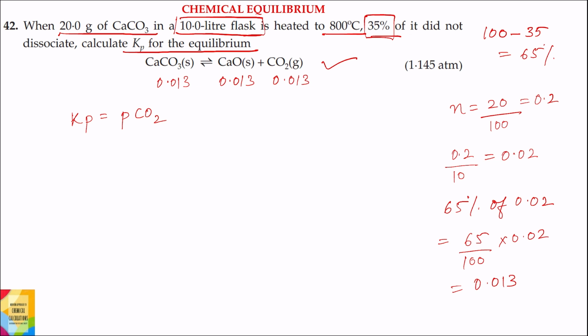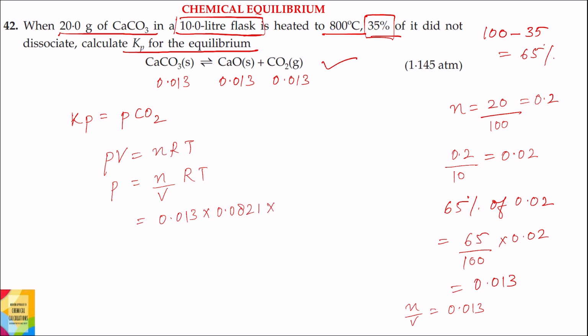Now how to find the partial pressure of carbon dioxide? Applying the formula PV is equal to nRT. So P is equal to n by V RT. Now the amount of calcium carbonate in moles per liter that dissociated is 0.013. So value of n by V is equal to 0.013. So pressure is equal to 0.013 into 0.0821 into temperature.